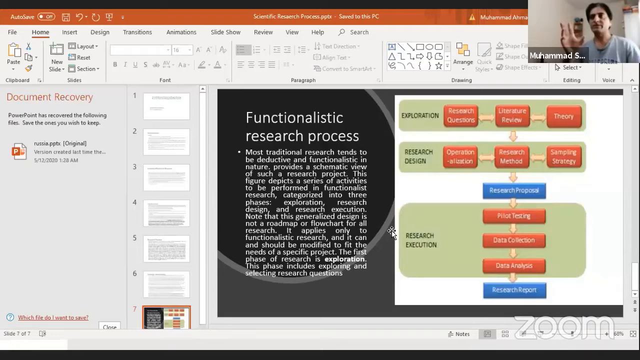So in exploration phase, there are different concepts and different things which you need to explore while doing research. For example, in exploration, you have to understand what is your research question and how you will do literature review and how you take some insight from theory. And then you develop a research design in which there are some concepts and some components which lead to operationalization, research method, and sampling strategy. So these are the 6 major components which lead to research proposal.